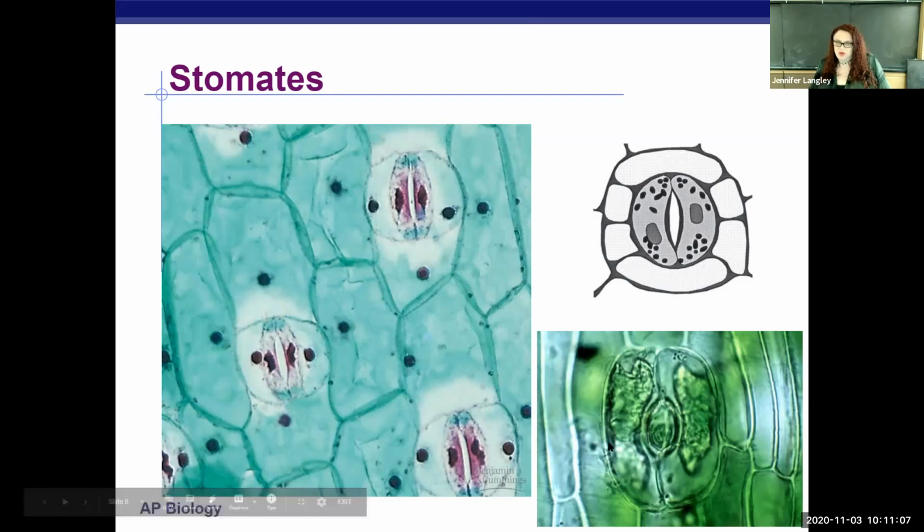This is what it looks like when we look at them. It tends to look more like this than like this. Now you'll notice that under these guard cells, there's less color. That's because that's an opening. That's a big space underneath there. They're three-dimensional.